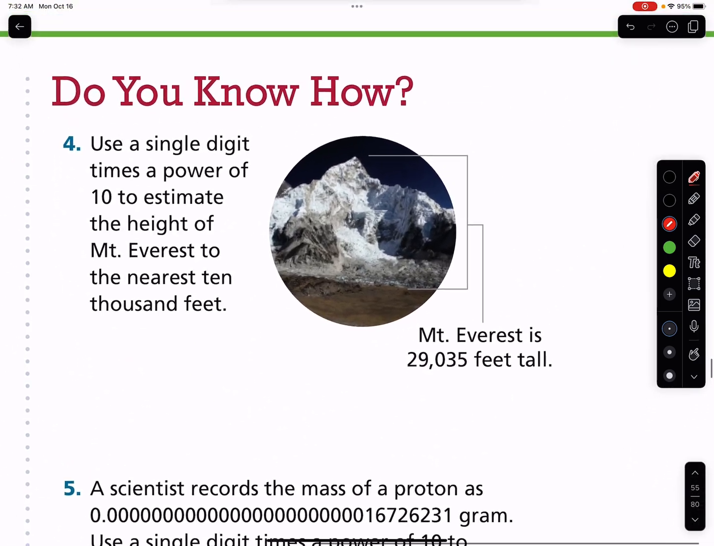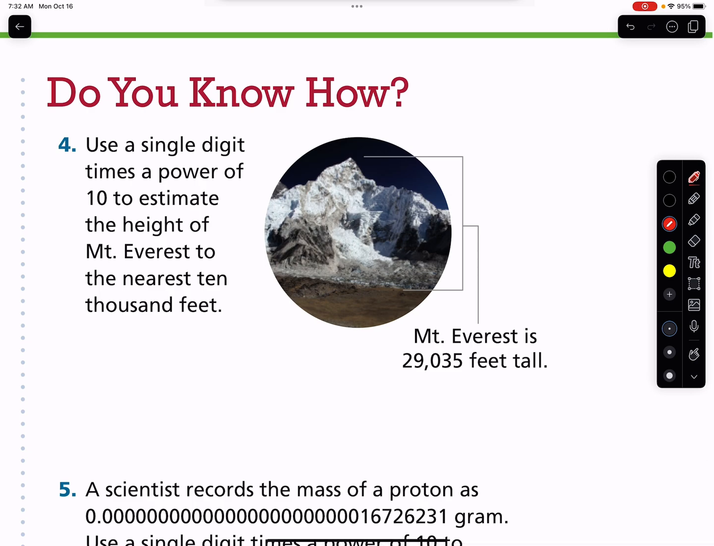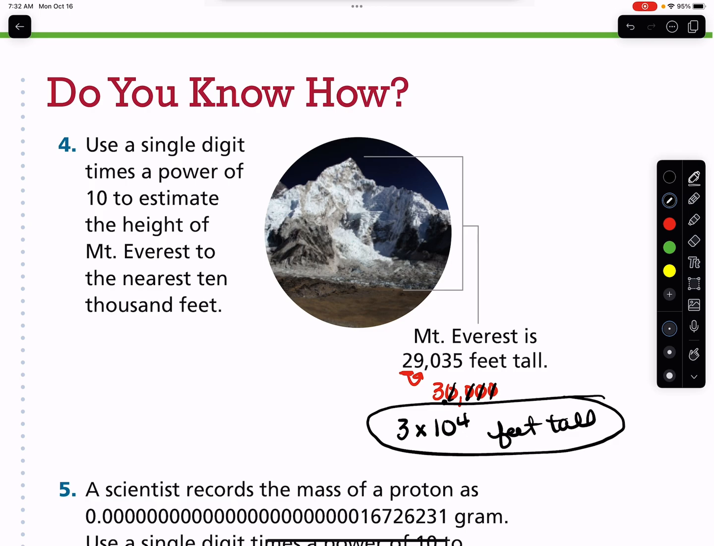All right, let's go to number 4. Use a single digit times the power of 10 to estimate the height of Mount Everest to the nearest 10,000 feet. So I'm going to look at the biggest number and the next one over. That's going to make me round this to 30,000 feet tall. So that means my decimal needs to go right here, right? So 3 times 10, 2 zeros, 3 zeros, 4 zeros, 10 to the 4th power feet tall. That's all they want there.